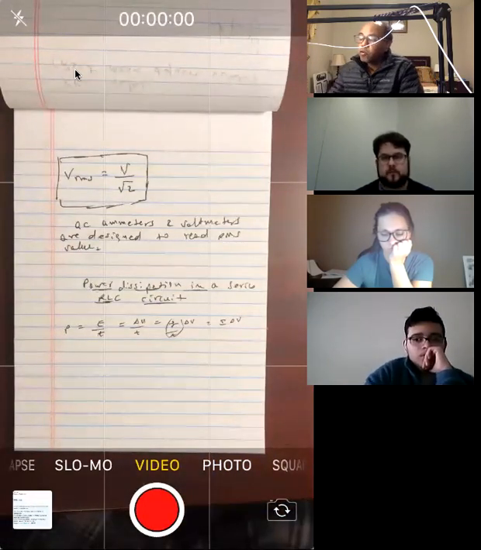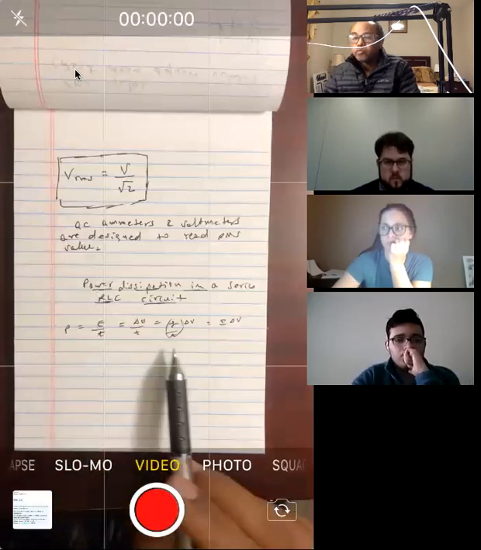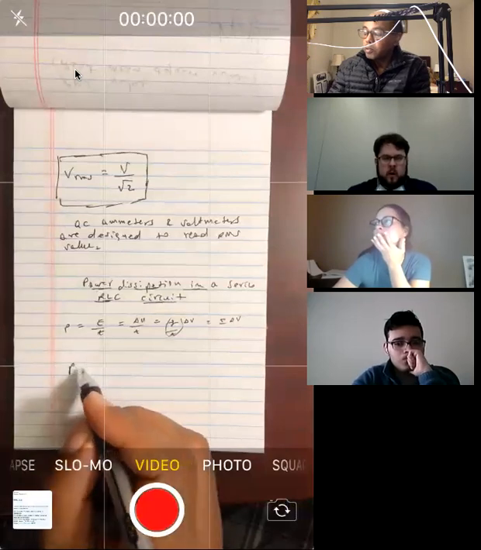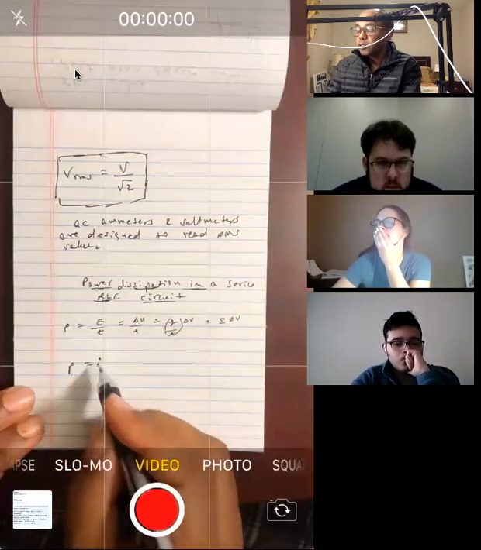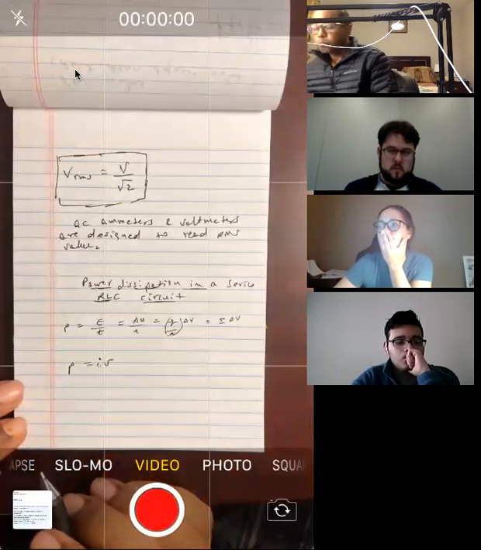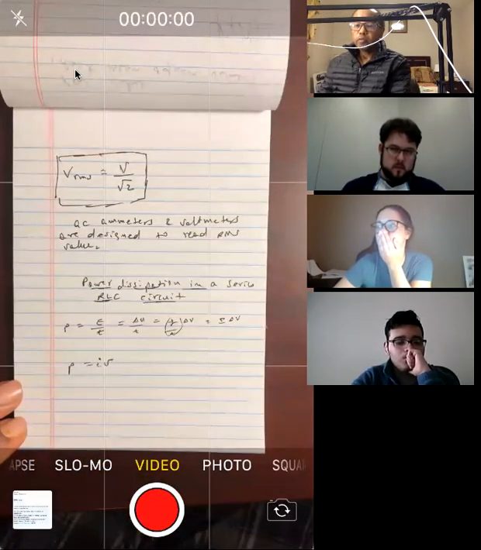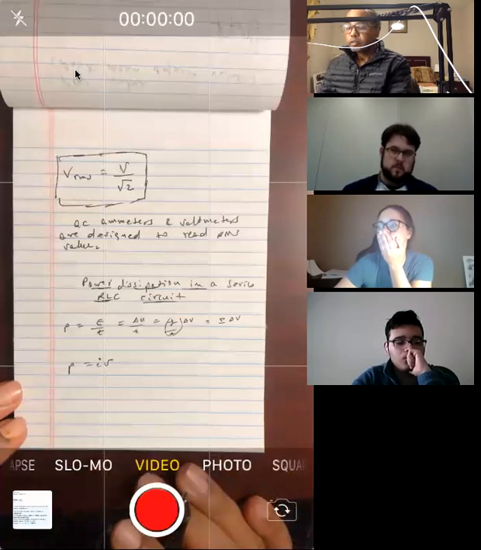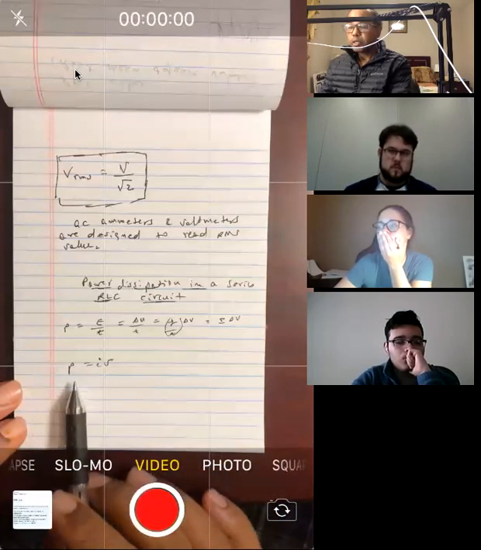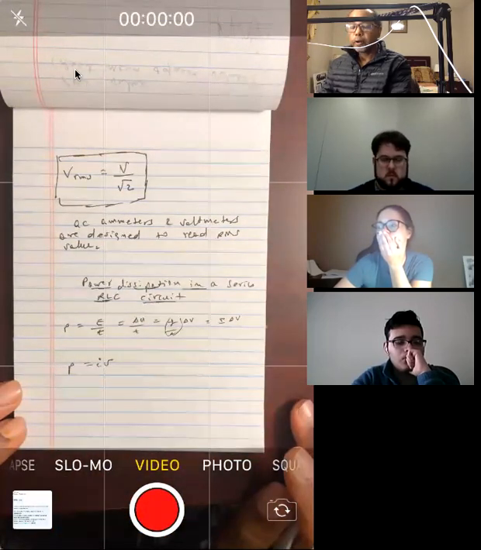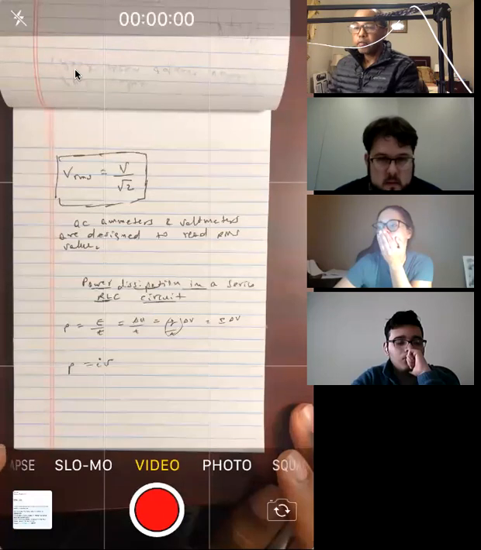So for AC circuits, we can use this formula for instantaneous values. Instantaneous power is instantaneous current times instantaneous voltage. But this is a function of time. It varies very rapidly with time, so we have to deal with the average. The average of this part is not zero, so we can deal with the average.